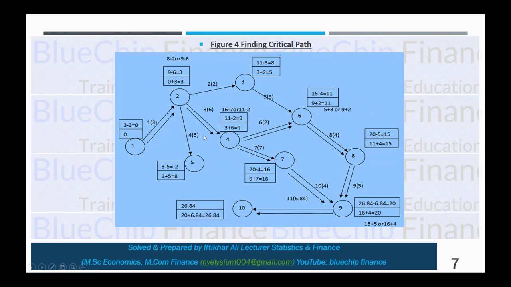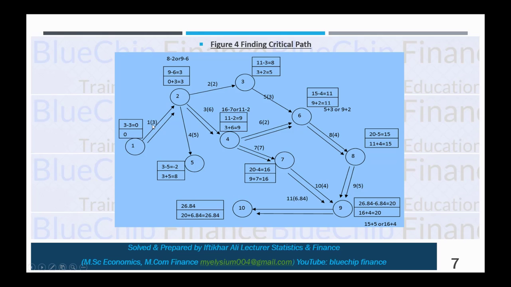So here, these are different critical paths. As you are seeing here, we noted two different directions: 1 to 2, 2 to 4, 4 to 6, 6 to 8, 8 to 9, 9 to 10, and 1 to 2, 2 to 4, 4 to 7, 7 to 9, and finally 9 to 10.